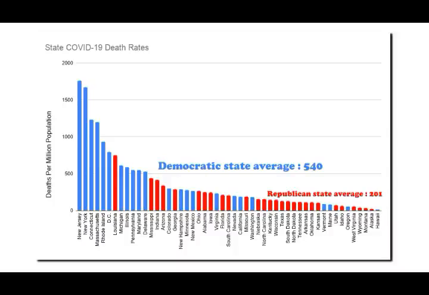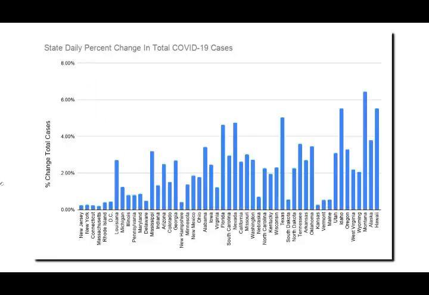The average deaths per million among Democratic-controlled states is 540 compared to 201 for Republican states. So people in Democratic states are more than 2.5 times as likely to die from COVID-19 than people in Republican states. This next graph shows yesterday's daily percent change in total COVID-19 cases for each state.